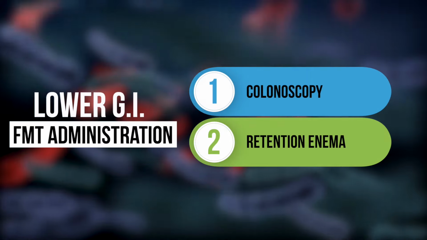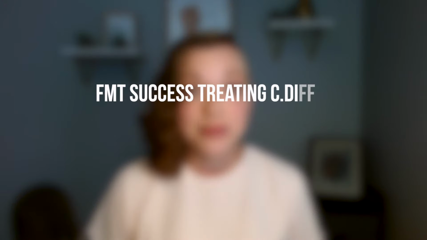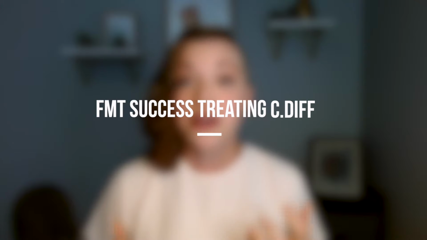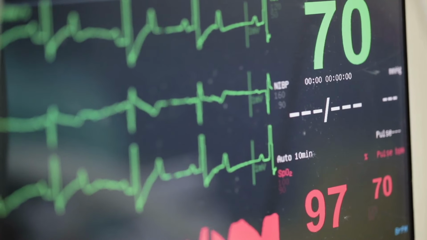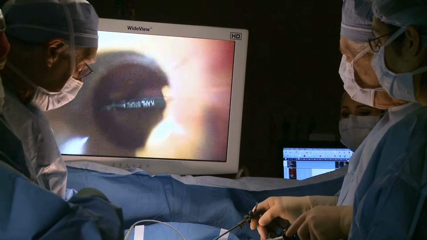The methods associated with lower GI administration include colonoscopy and retention enemas. Lower GI administration is used to treat recurrent C. diff, with success rates ranging from 84% to 93%. Currently, colonoscopy is the preferred route of administration. While lower GI administration is safe and well tolerated, there are increased costs and risks associated with the inherently invasive nature of these procedures, including bowel perforations and risks associated with anesthesia.